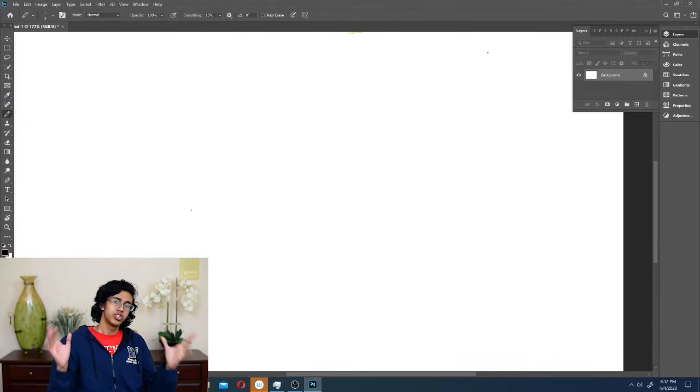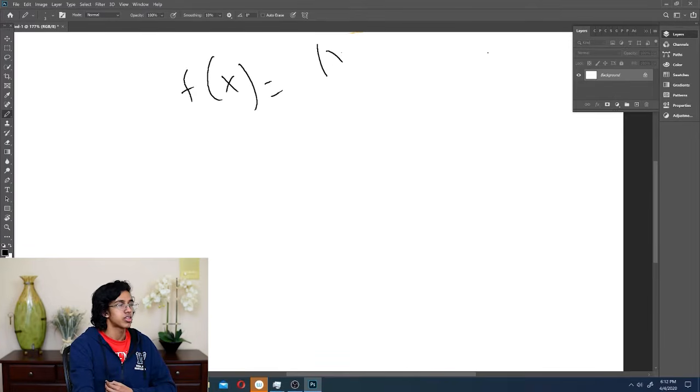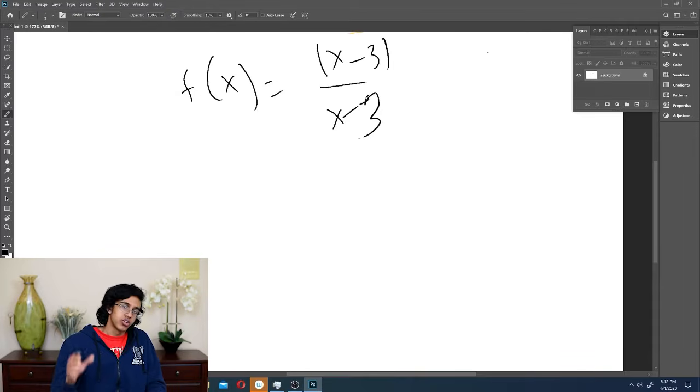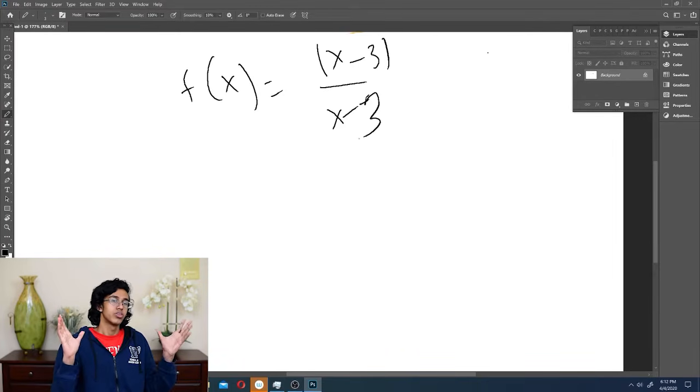Now how do you deal with absolute values? Let's say we have f of x equals the absolute value of x minus 3 over x minus 3. If you're a math geek and you already know all the math competition tricks, this is literally just -1 for everything less than 3 and +1 for everything greater than 3. But you probably don't know that, so let us figure out how this works.